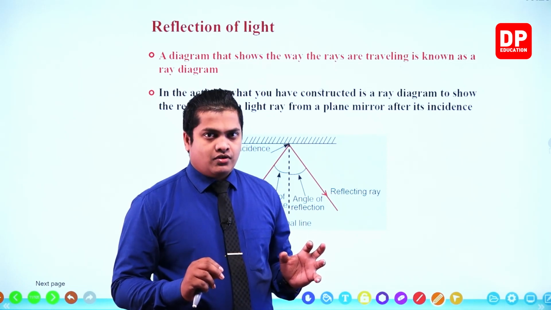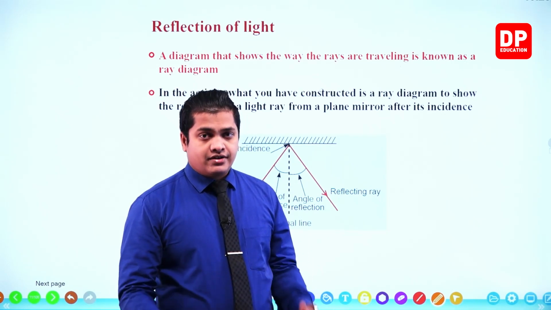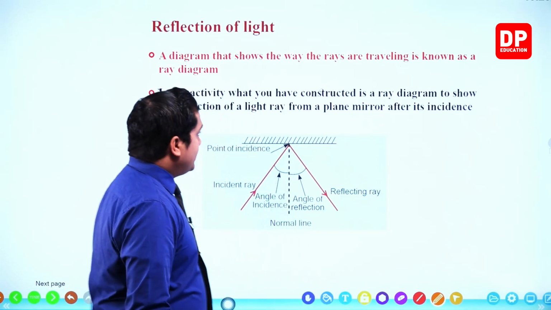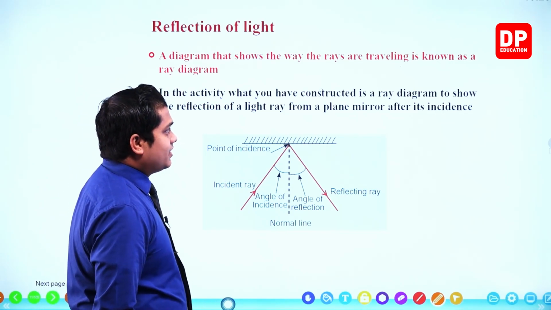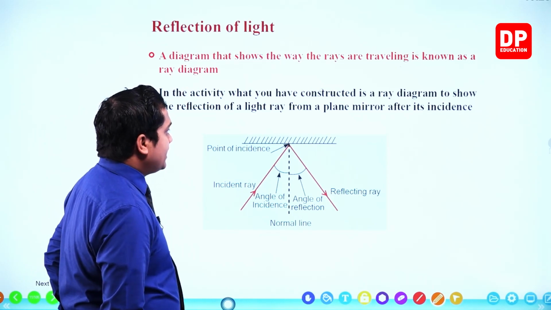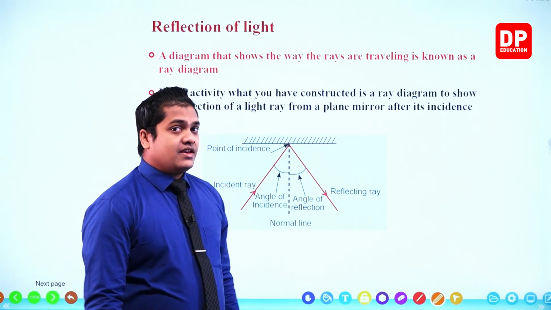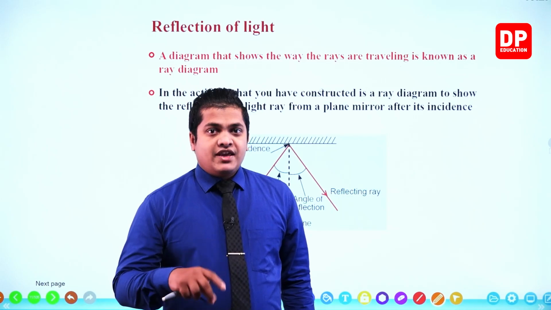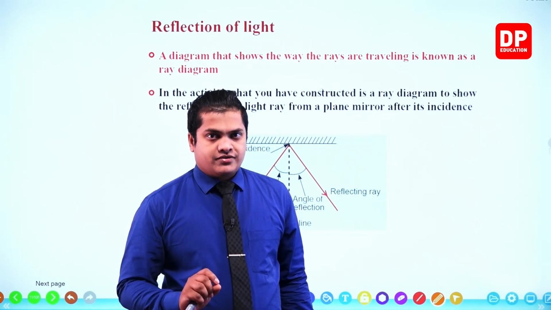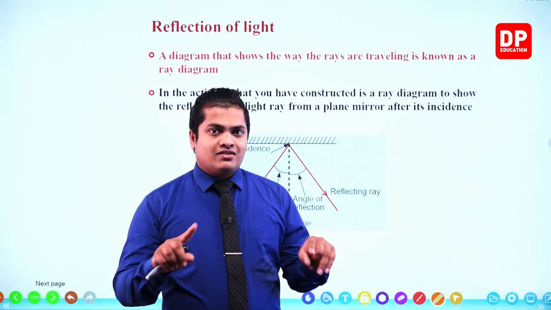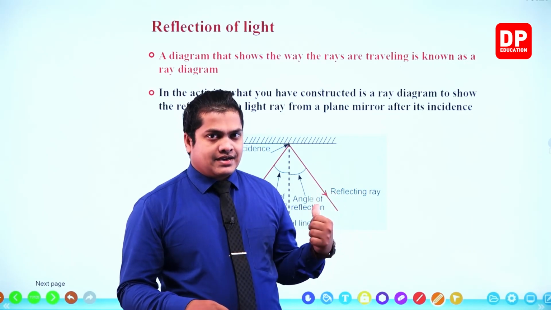Usually in a reflection, we draw and show how the reflection is going to happen by using the ray diagram. In the activity, what you have constructed is a ray diagram to show the reflection of a light ray from a plane mirror after its incidence. We represented how the light ray travels after the process of reflection. That particular diagram which we drew is the ray diagram for this activity.